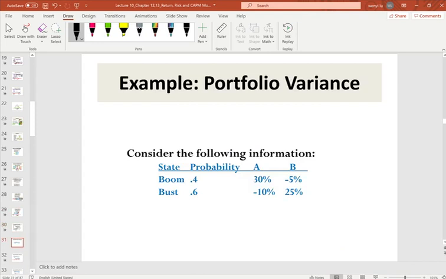For example, there are 2 stocks in the portfolio. This stock A has a return of 30% when the economy goes to booming, and minus 10% if the stock market goes to the bust. And for B stock, comparatively, when the stock market goes to booming, it will actually go to the downside, minus 5%. However, if the market goes to the bust, B will get a 25% return.